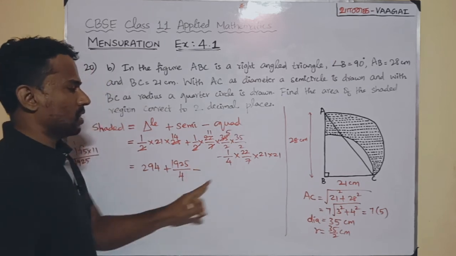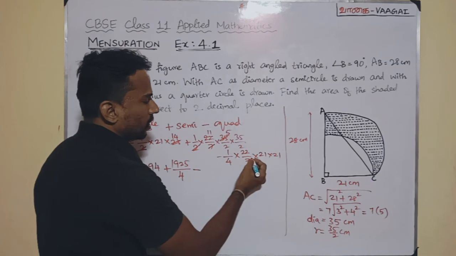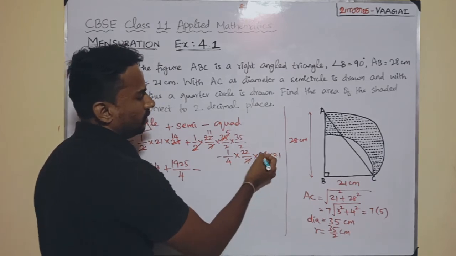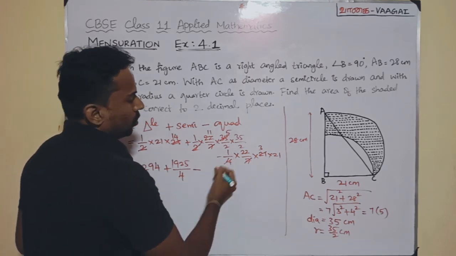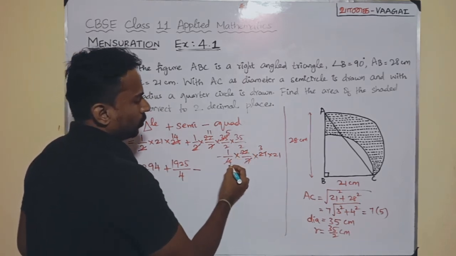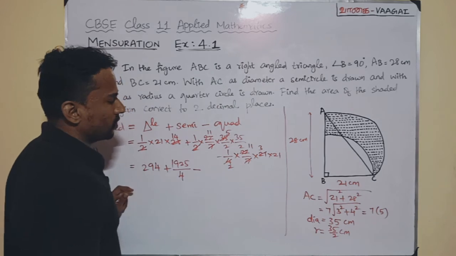And then minus. Here also I can cut 1, 7 and this 21 for 3 times. And next I can also cut 4 with 22. Here 2 times, here 11 times. That's all. We cannot go further.